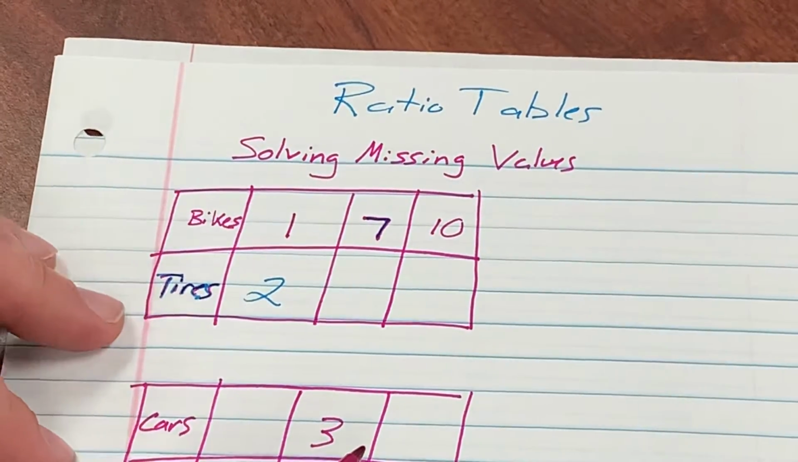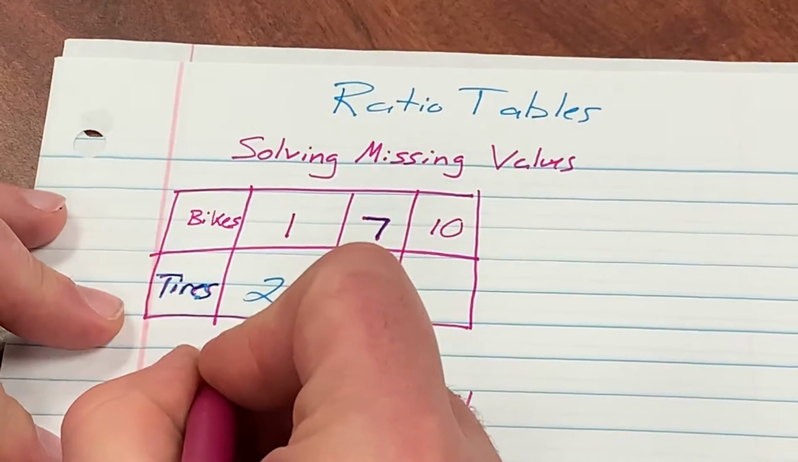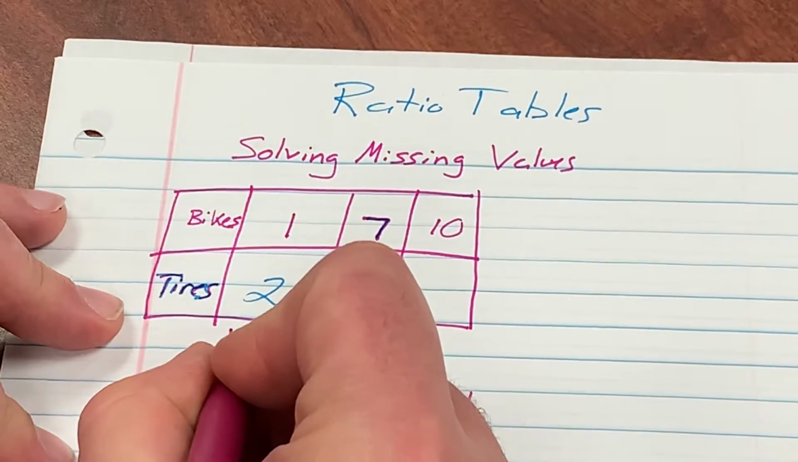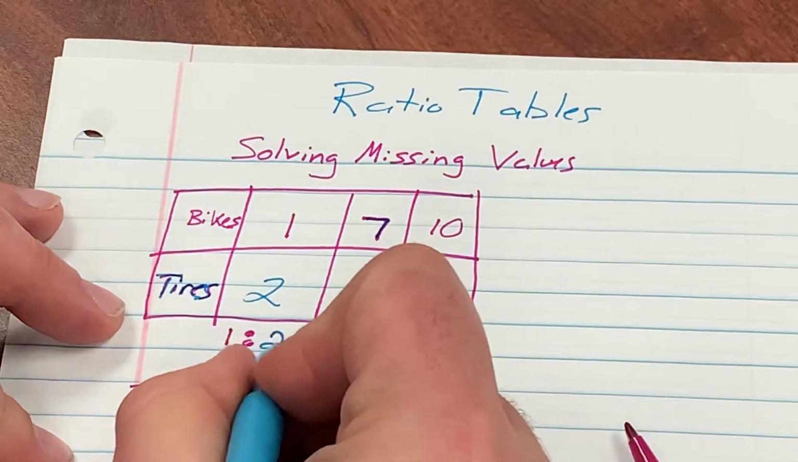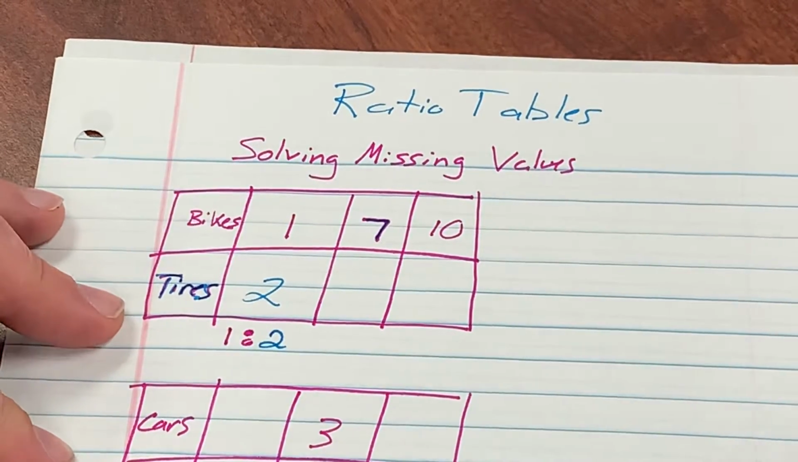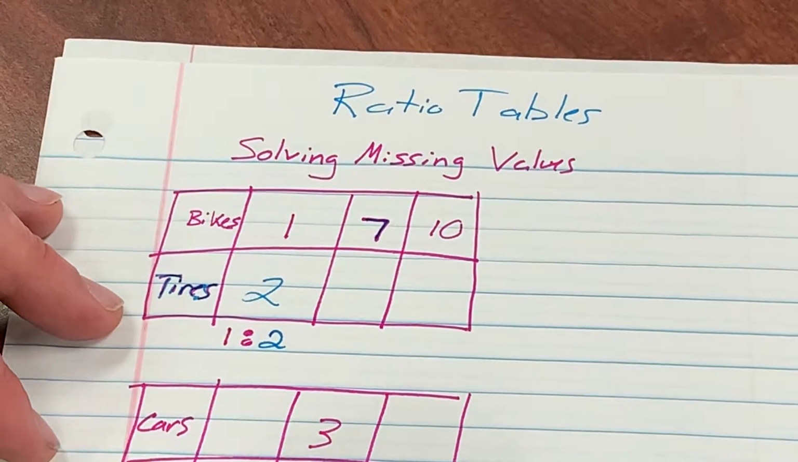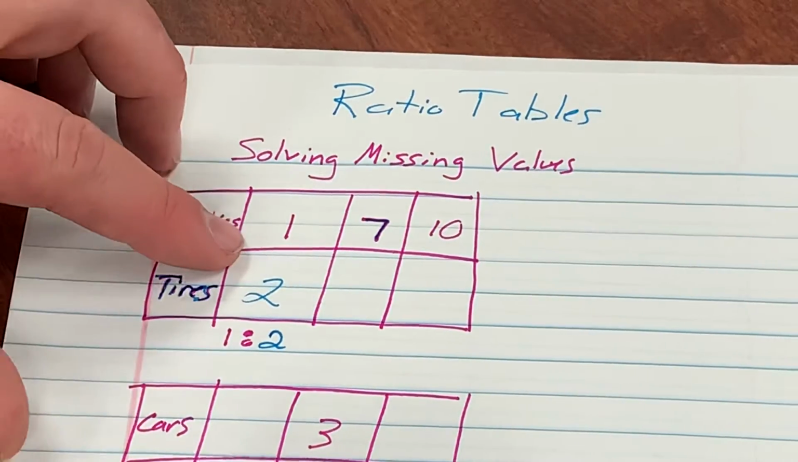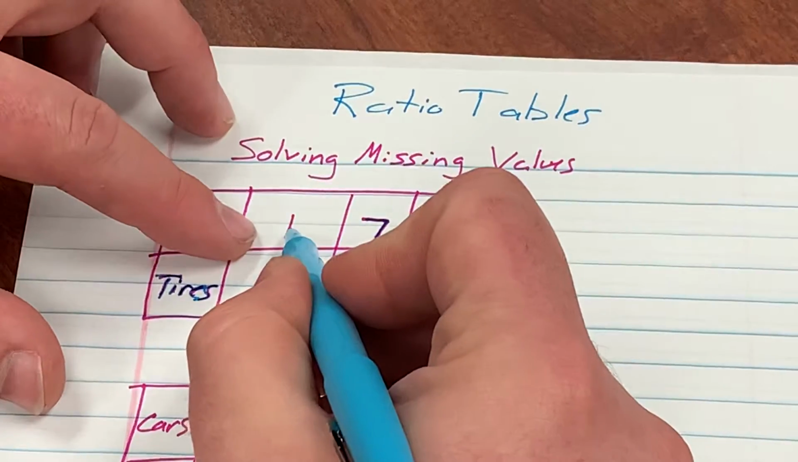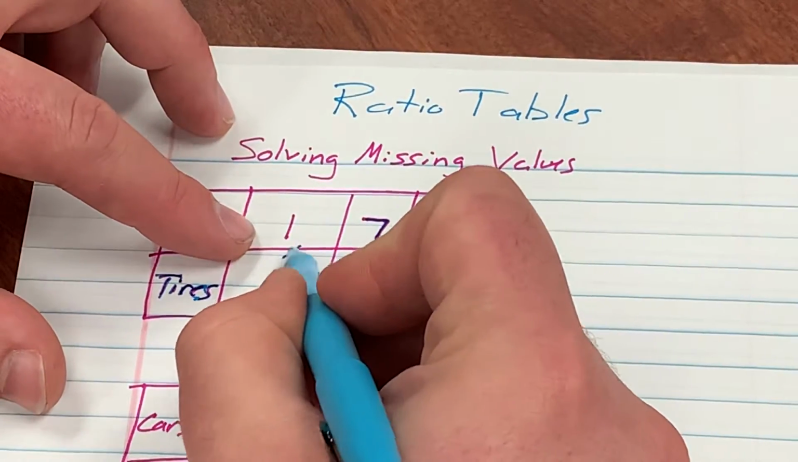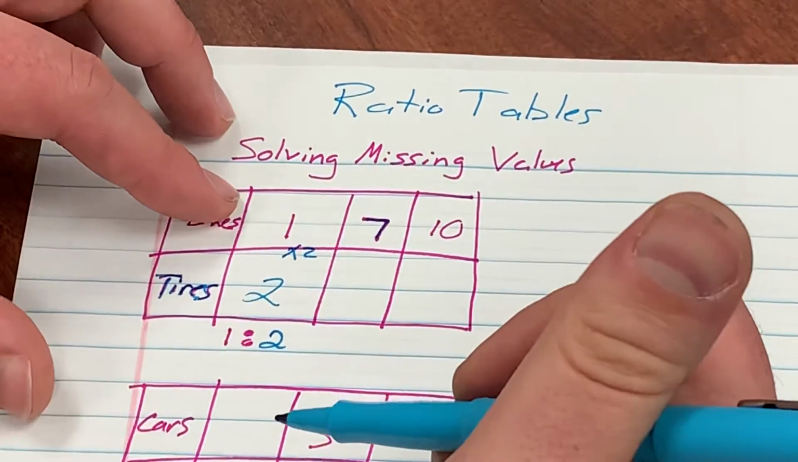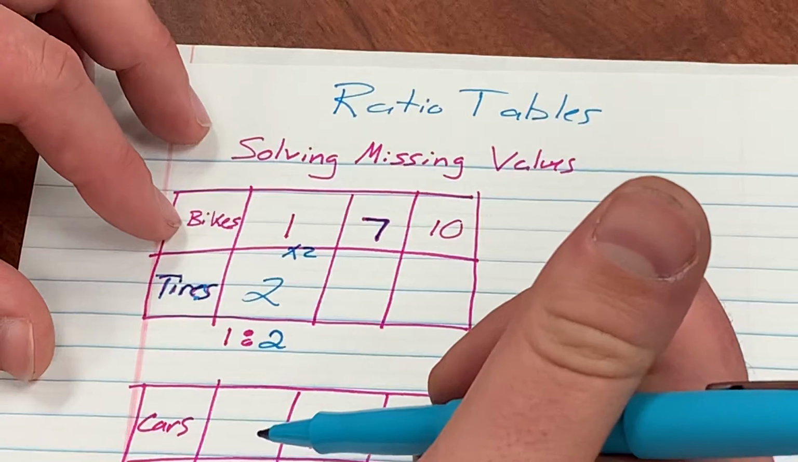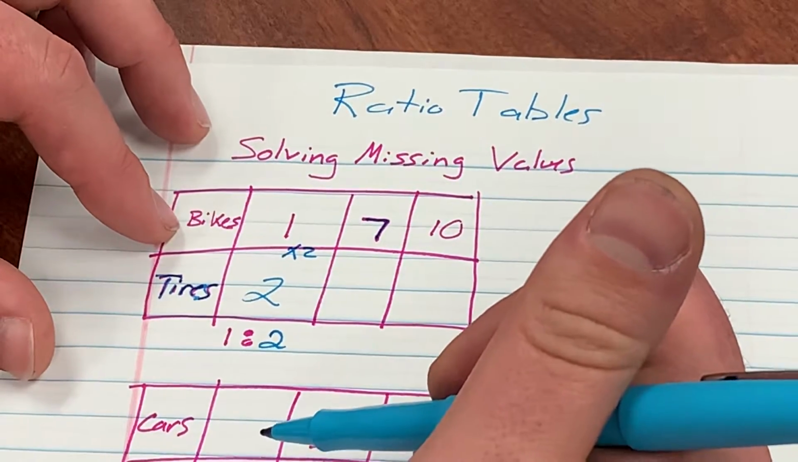Okay, this ratio would be a ratio of 1 bike for every 2 tires. So I have several different relationships here that I see. I see that I have a relationship where I'm multiplying 1 times 2 to get the value of my tires. Just realistically, I also know that if I have 1 bike, I need 2 tires.